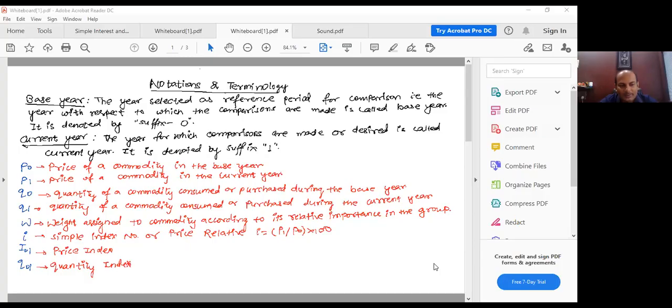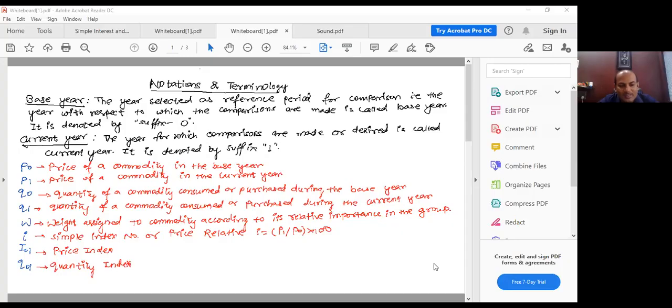Coming to weight, W. It is nothing but the weightage which is assigned to a commodity. And how is the weightage assigned? It is assigned with respect to the importance from the group of information that we have. I is the simple index, also called the price relative. And how do I calculate I? It is nothing but P1 upon P0 into 100, because we are representing it in terms of percentage. That is why we are multiplying it by 100.